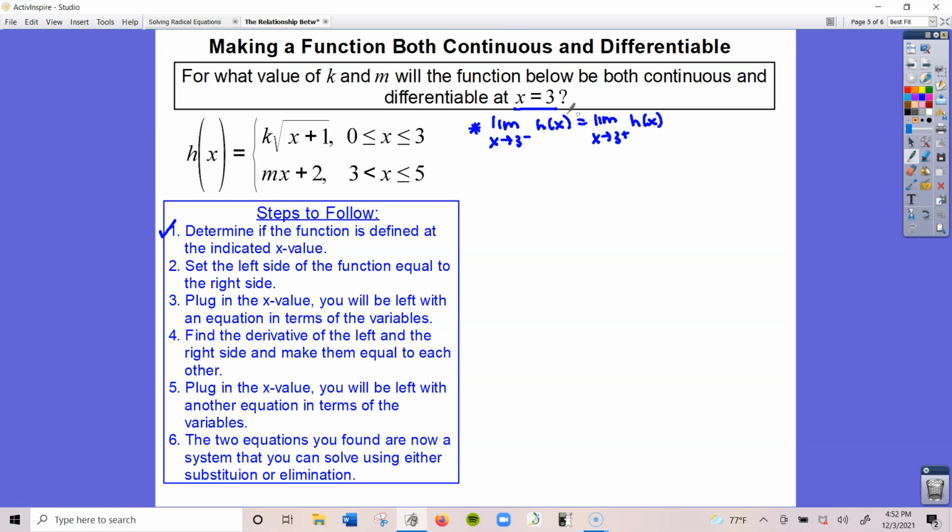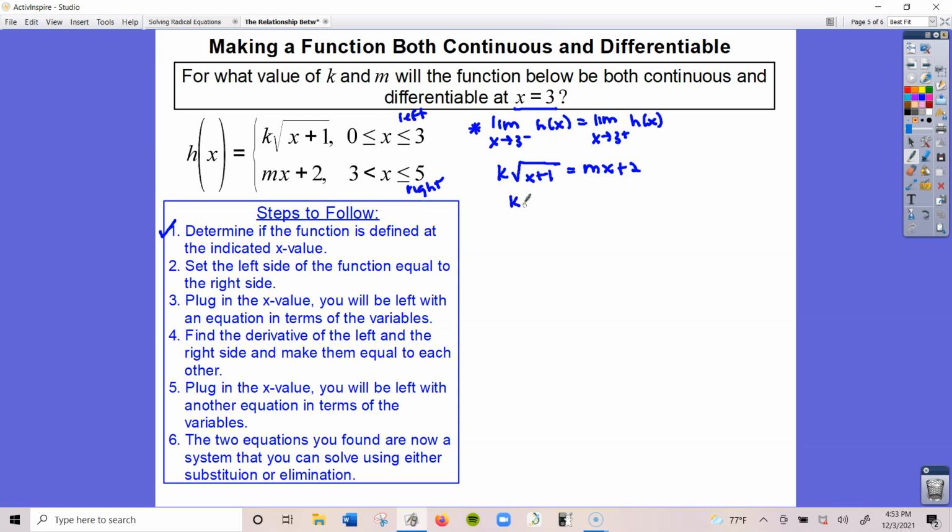So now, once I've set up my limits, again, knowing that this is the left and this is the right, I'm going to make these equations equal to each other. So k times the square root of x plus 1 is equal to mx plus 2. Now these limits, we're making them equal for when x is 3. So now I'm going to plug in 3.